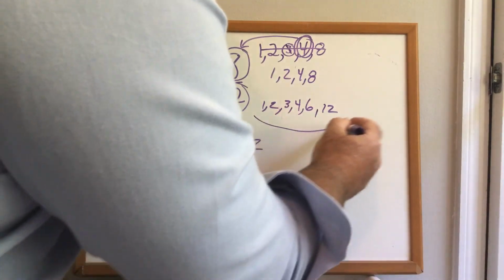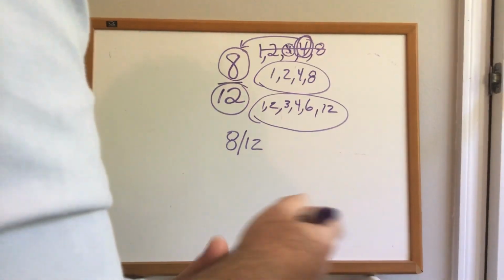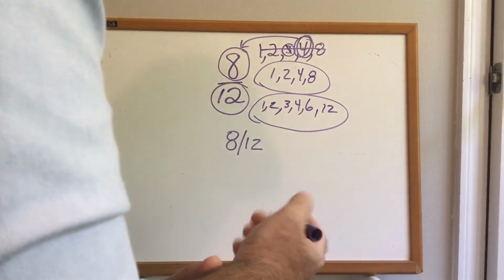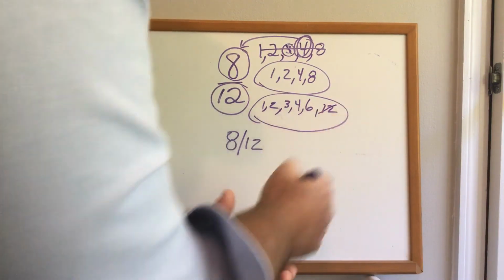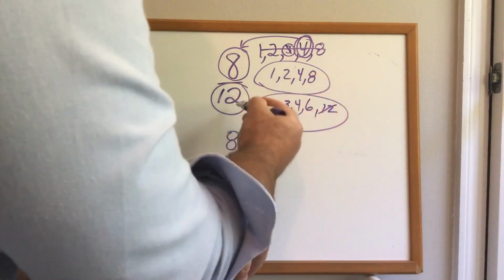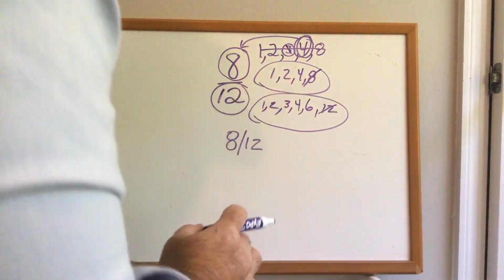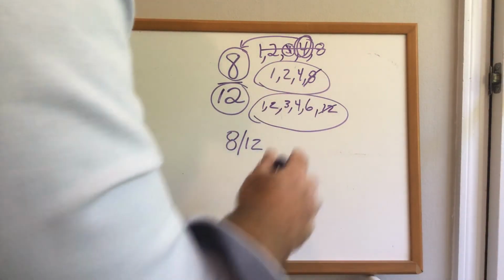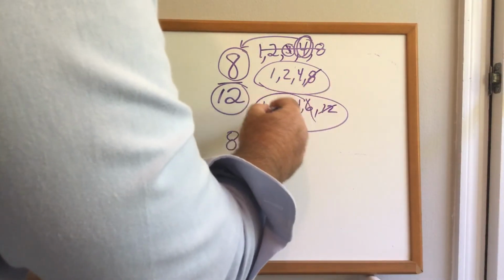So now that we have the factors for 12 and we have the factors for 8, we can start crossing them off. Let's start with the bigger ones. Can you put 12 into 8? Well, obviously not. Can you put 8 into 12? No way, Jose. What about 6 into 8? Will that work? No, you can't put 6 into 8. So you got these 4 left.